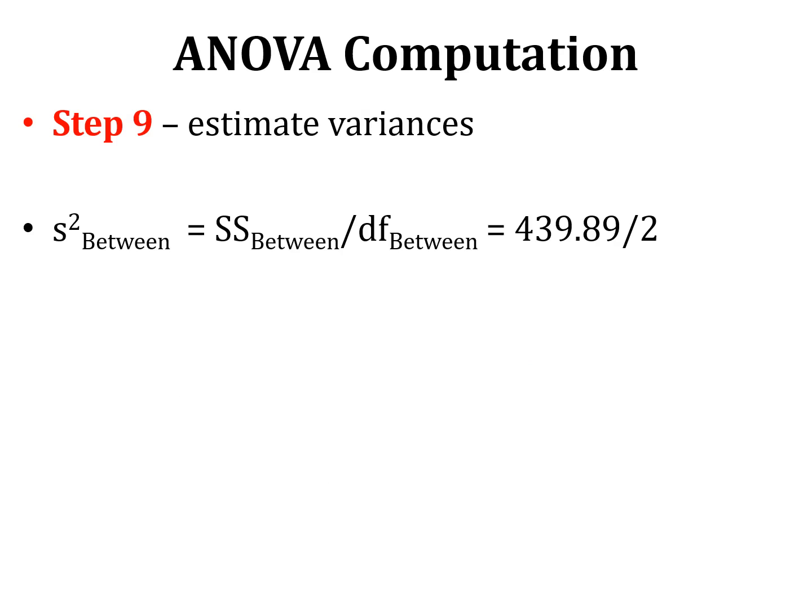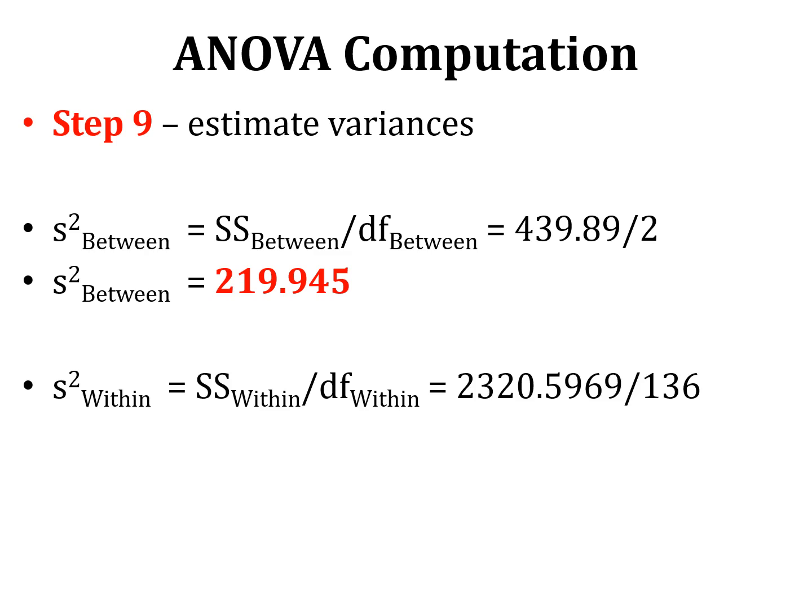So here we are for the calculation of variances. The first variance that we are going to calculate is the variance between samples. For that purpose, we are going to divide the sum of squares between by the degrees of freedom between. The answer is 439.89 divided by 2, which is 219.945. So this is our variance for between samples variability.